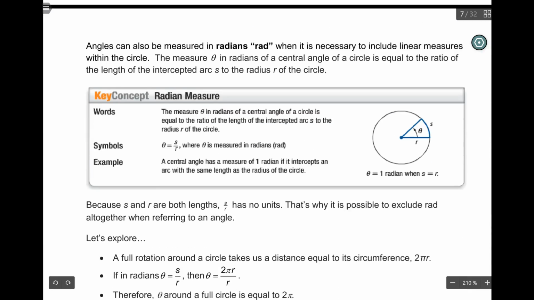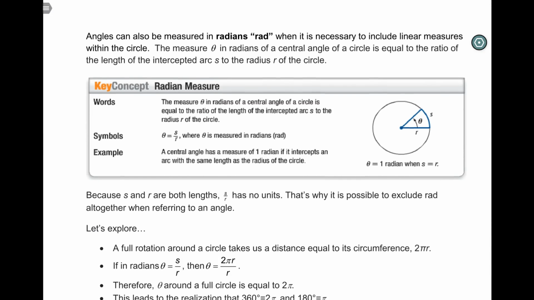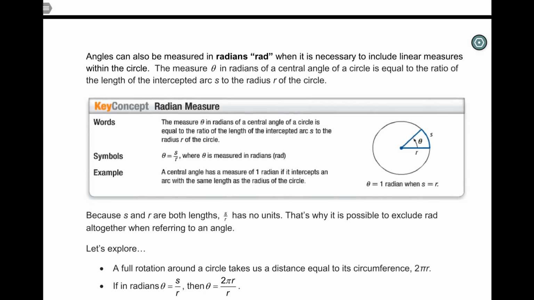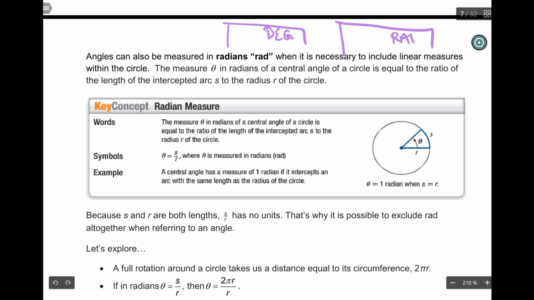So angles can also be measured in radians. It's called rad. So on your calculator, at the top of your calculator, you'll see something that says DEG for degree, or you can see that it says RAD for radian.